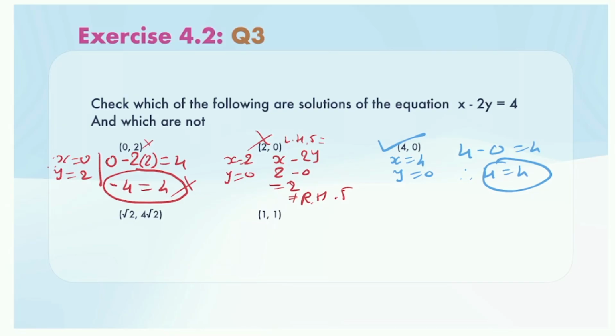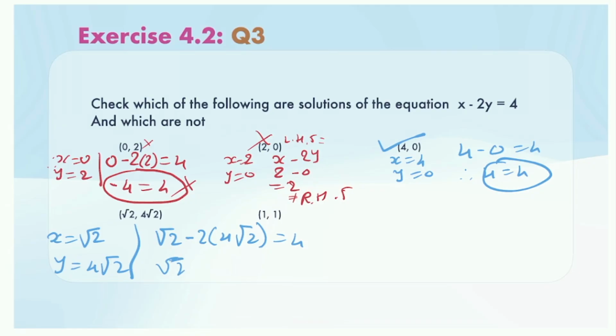Now we have x as root 2 and y as 4 root 2. So let me write x equal to root 2, y equal to 4 root 2. If I put these two values in my equation, it will look like root 2 minus 2 in bracket 4 root 2 equal to 4. Now if I multiply 2 into the bracket, it will look like root 2 minus 8 root 2 equal to 4. Now root 2 minus 8 root 2 is not equal to 4. We all know, right? The final answer will be minus 7 root 2.